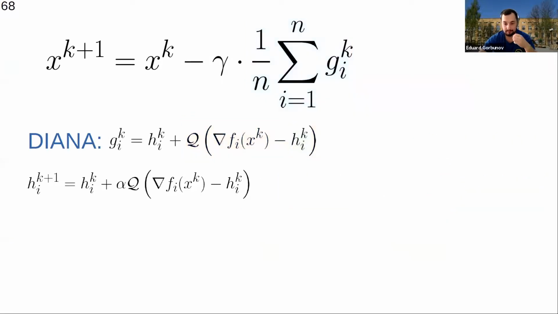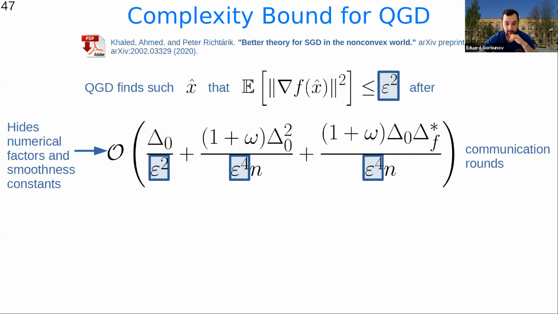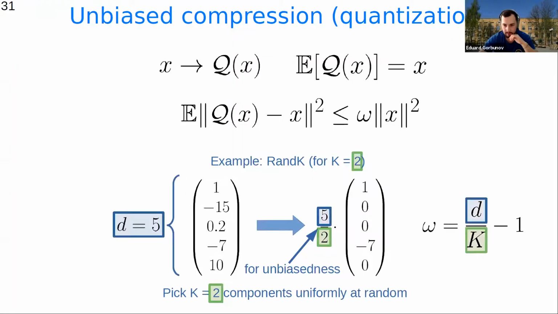For example, for the Rand-k operator, we know the exact formula for omega. Let me show you this one. For the Rand-k operator, we have this formula that omega equals d over k minus 1, where d is the number of dimensions and k is the number of components that we choose. That is why we can use omega in the formula for p.